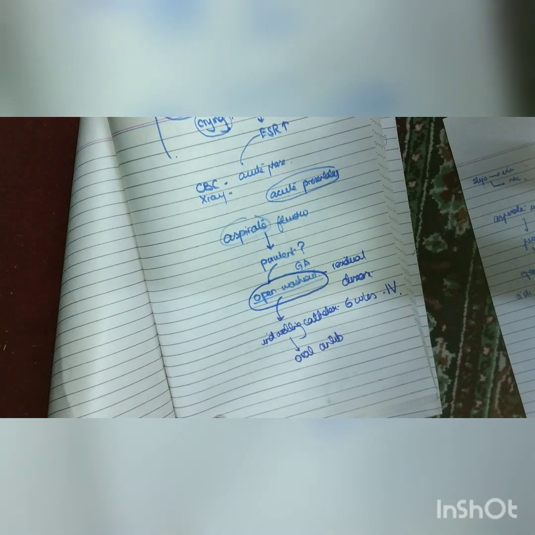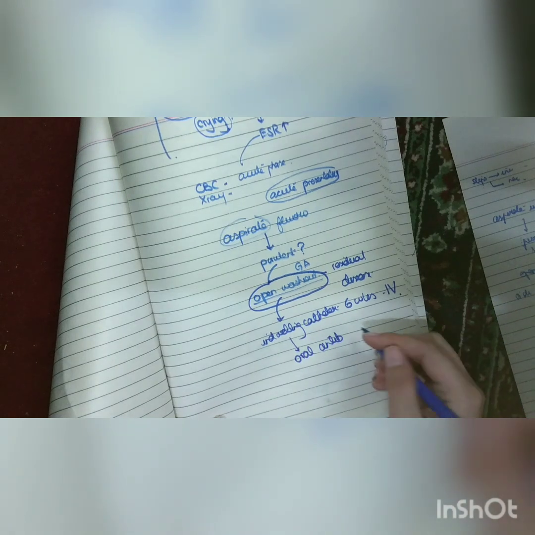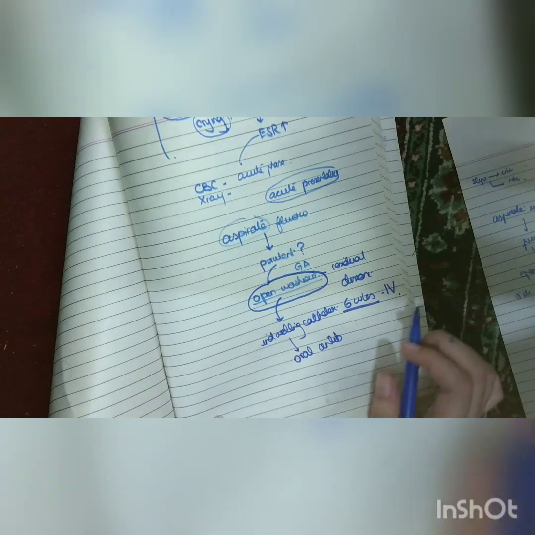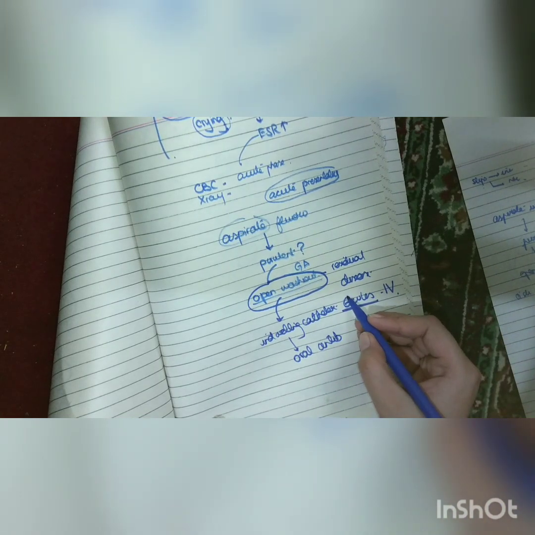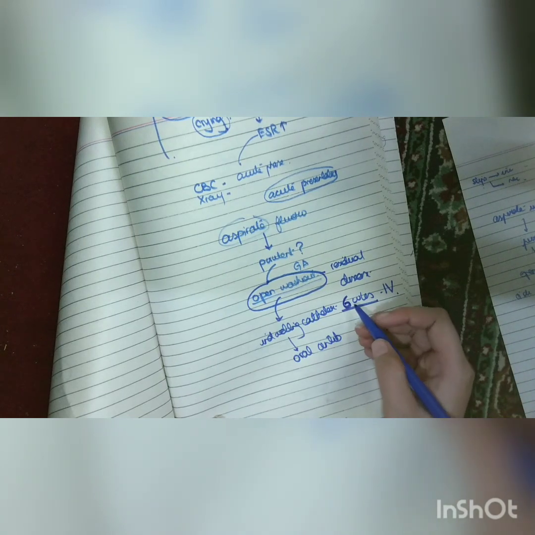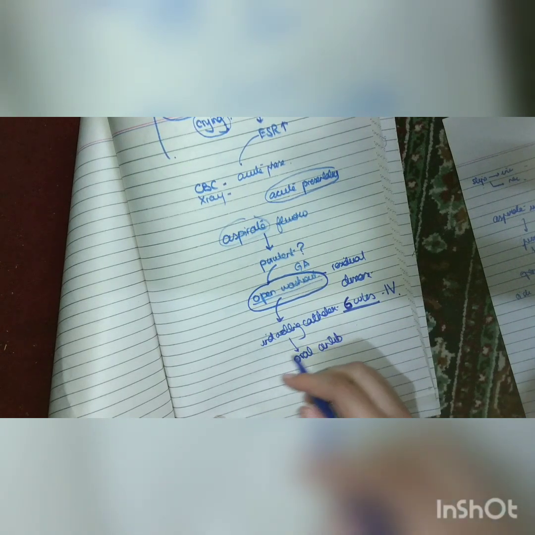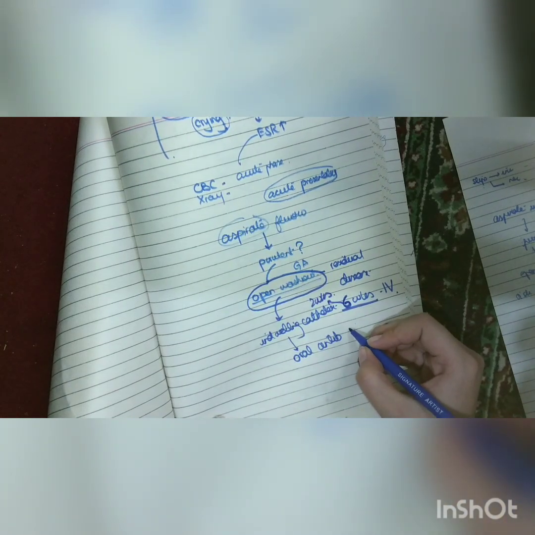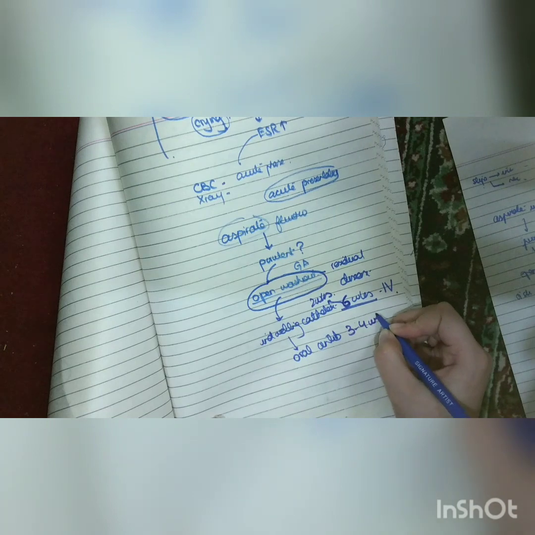And for how long are you going to give oral antibiotics? For a total of 6 weeks. Okay, let's just talk about Dodge. Dodge says that the medical treatment is divided into 6 weeks. For the first 2 weeks, you give IV, and then for the next 3 to 4 weeks, you give oral. Okay.